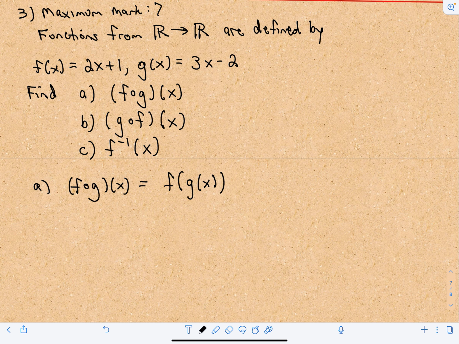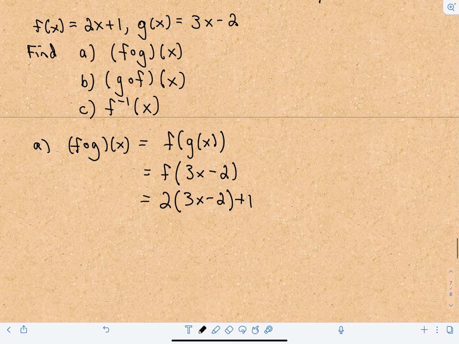So, okay, I'm going to rewrite it. We have f. What is our function g of x? Well, it's 3x minus 2. That's what we're given. And I'm just going to replace this x right here with that function g of x. So we'll have 2, and now instead of multiplying by x, we're going to multiply by 3x minus 2. And we still have our plus 1 that we have to tack on there.